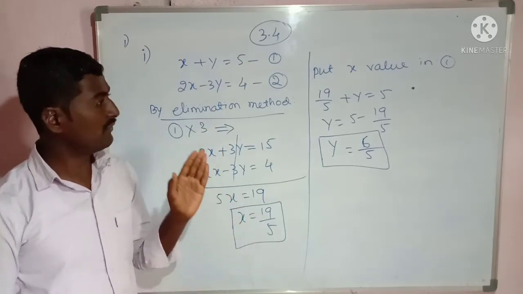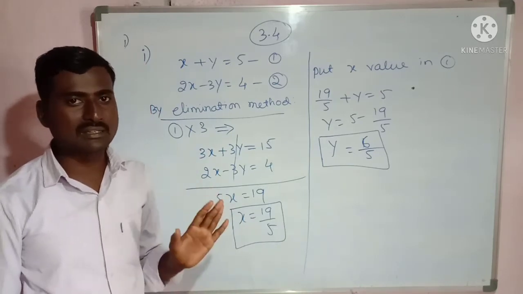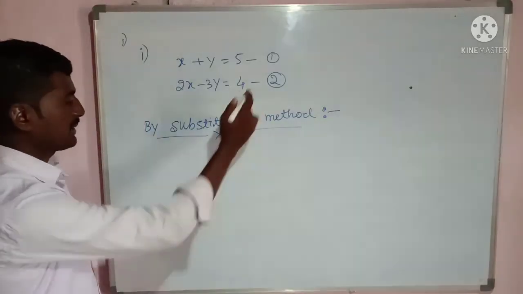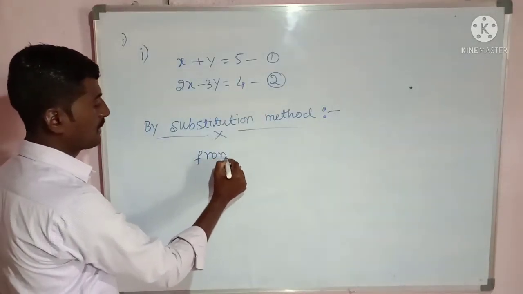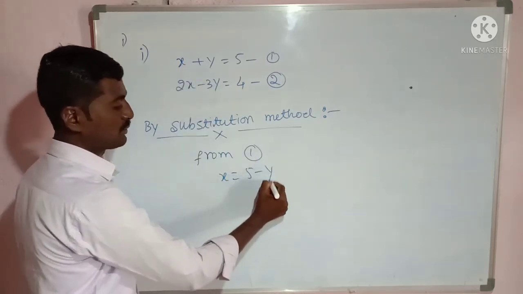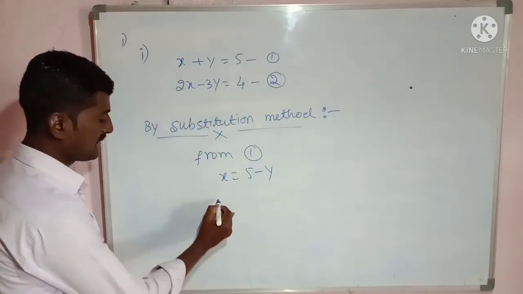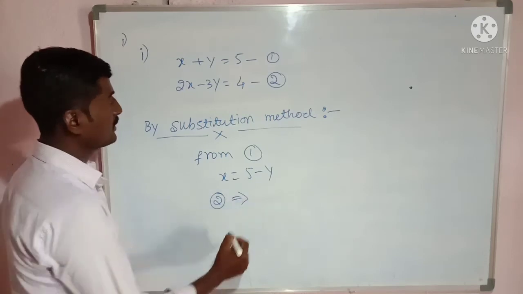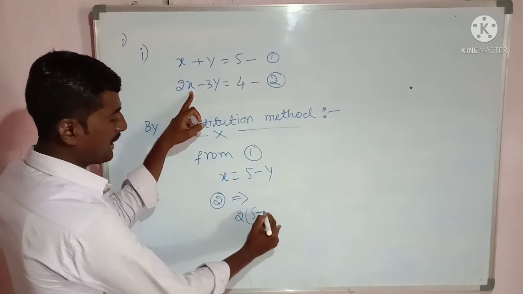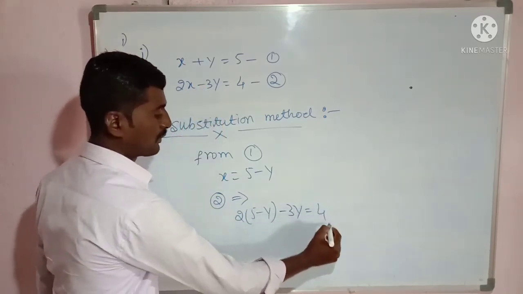Similarly, we have to find the same answers, the x and y values, by substitution method. Let us go for the substitution method. From equation number 1, I'll write x is equal to 5 minus y. Now I have to substitute this x value in equation number 2. That is, equation number 2 implies 2 into x, x is nothing but 5 minus y, minus 3y is equal to 4.